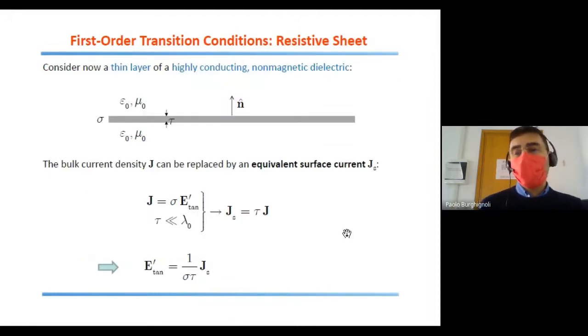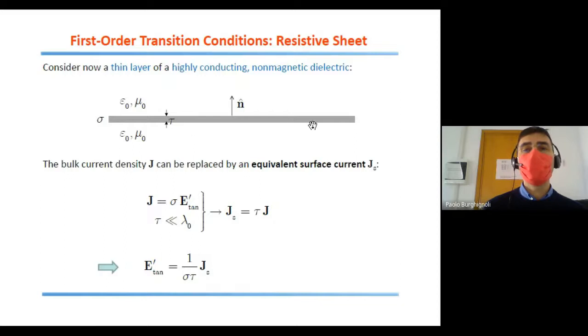There is also an alternative class of boundary conditions which are not terminating boundary conditions. They are the so-called transition conditions, and they hold at thin sheets. For example, consider the simplest case, that of a resistive sheet in which we have a thin layer of some highly conducting material which is non-magnetic. It is characterized by its dielectric constant, it is highly conducting, so the conduction current is much larger in absolute value than the displacement current. Let sigma be its conductivity and tau be its thickness.